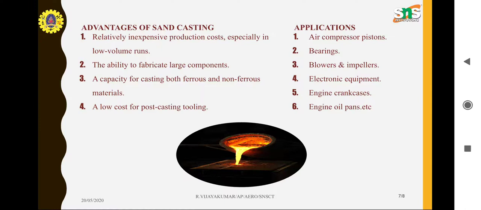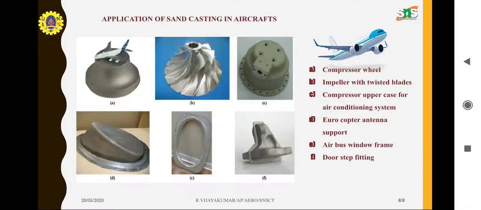So, when we see where sand casting is applied or largely used, the first ones are air compressor pistons, bearings, blowers and impellers, electronic equipment, engine crankcases, engine oil pans, etc. These are very large areas where the sand casting process is involved. Particularly in our field, in aircraft there are many parts made by sand casting. The first you can see is the compressor wheel, which is made by sand casting, and the second one is the impeller with twisted blades.